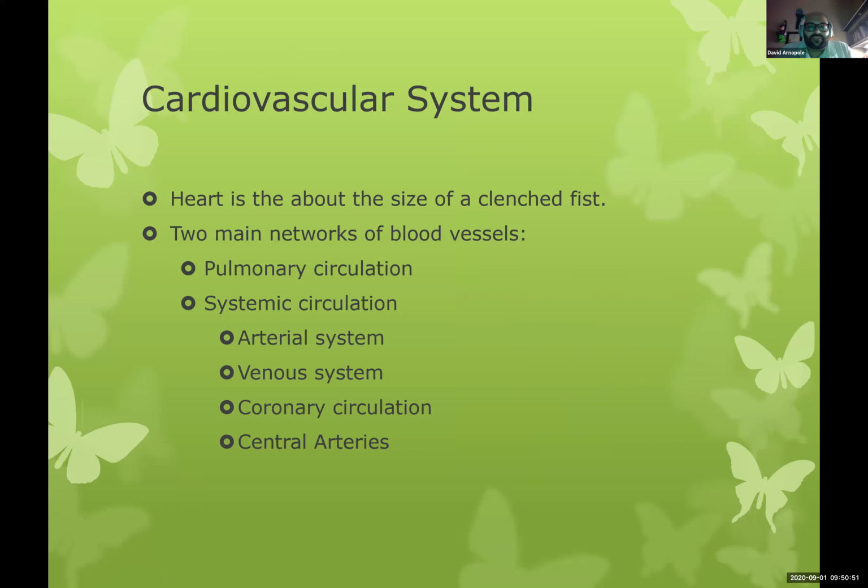Okay, the cardiovascular system. The heart itself is about the size of a clenched fist. You've got pulmonary and you've got systemic circulation. The arterial system carries blood away from the heart, and the venous system carries blood towards the heart. Your coronary circulation feeds the heart with oxygenated blood and takes the old blood away. And then you've got your central arteries, such as the aorta, carotids, descending aorta, etc.